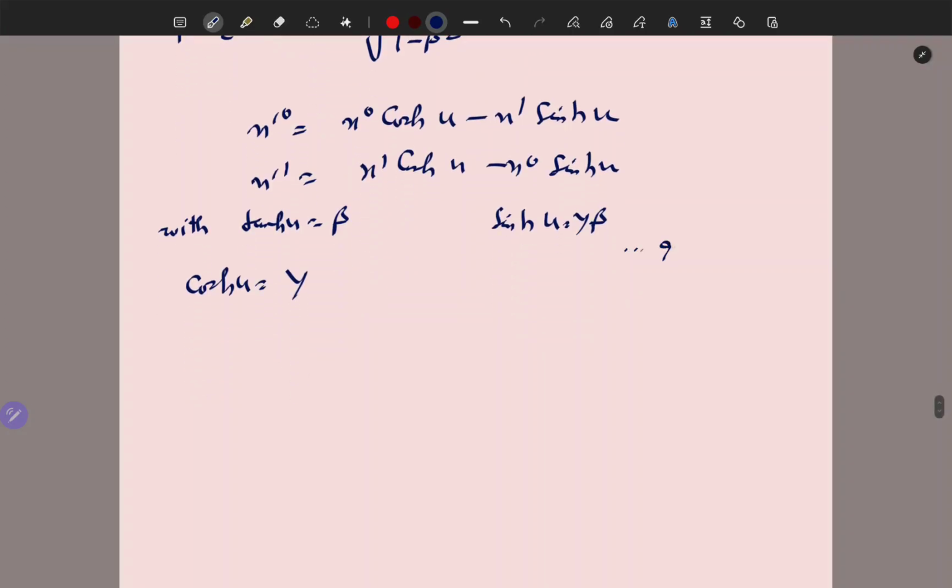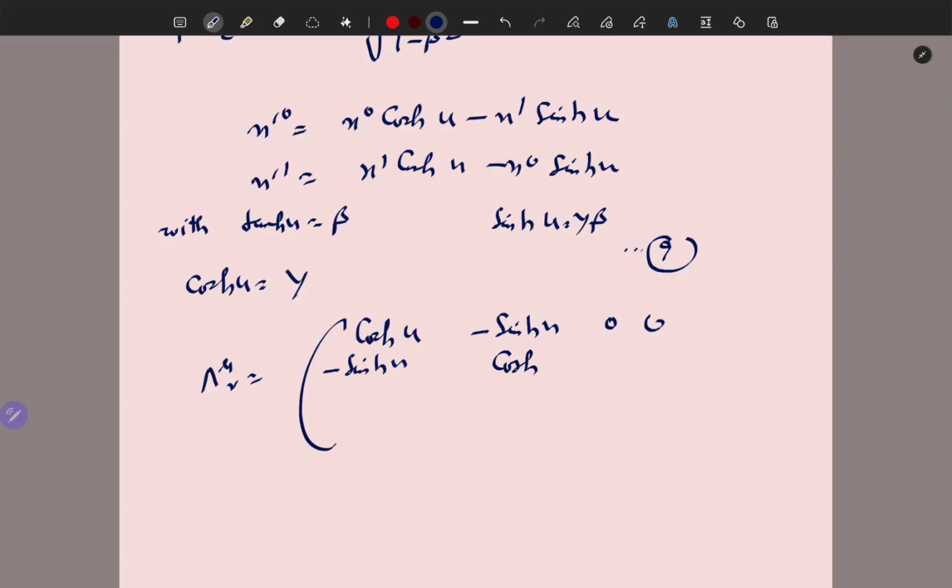So this is equation number 9. For the above transformation, lambda mu nu equals cosh u, minus sinh u, 0, 0; minus sinh u, cosh u, 0, 0; 0, 0, 1, 0; 0, 0, 0, 1. This is equation number 10.